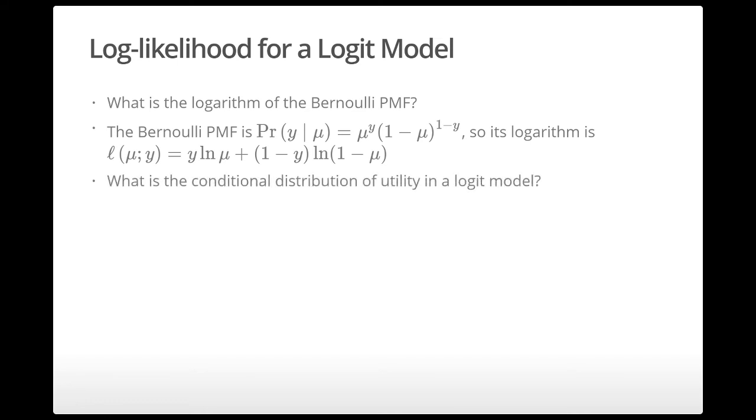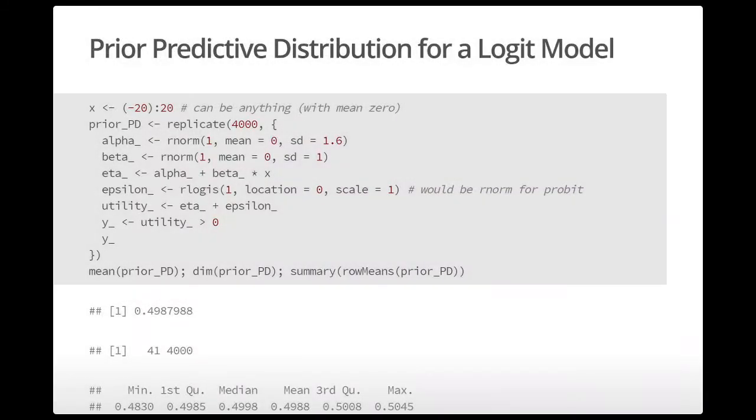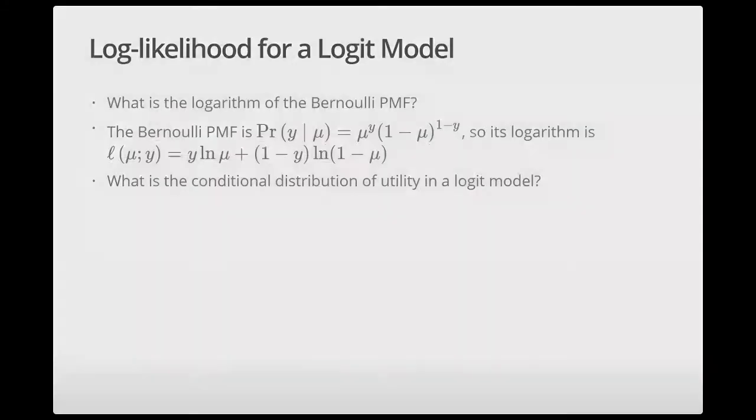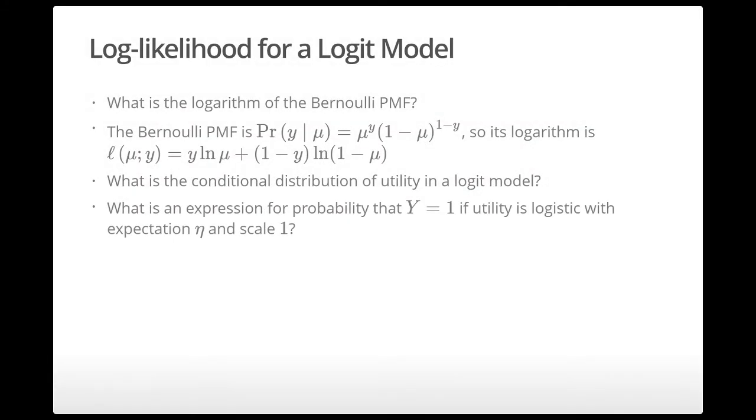Then what's the conditional distribution of utility under our logit model? So if epsilon has a location of 0, then utility is going to have a logistic distribution with a location of eta and a scale of 1. So the logistic distribution is also in the scale location family.